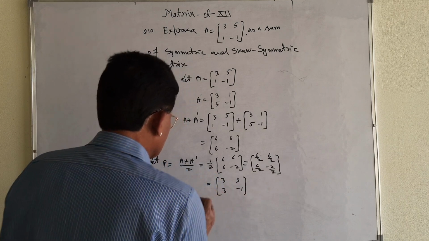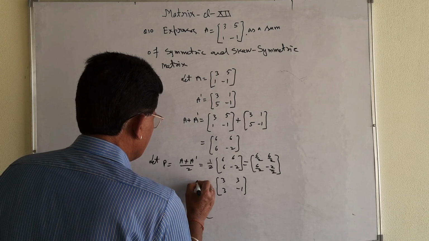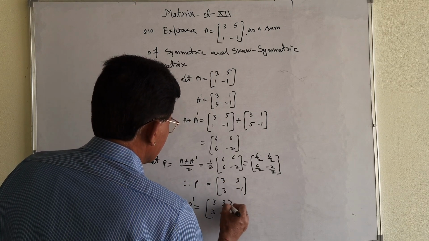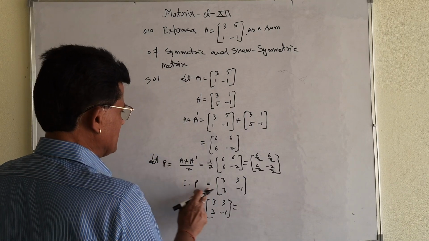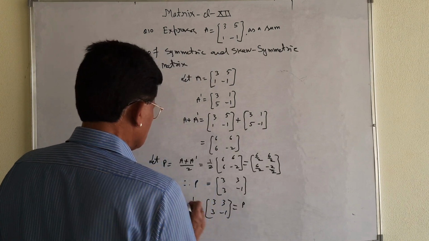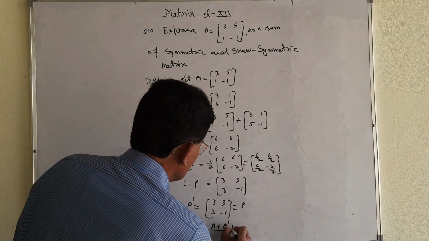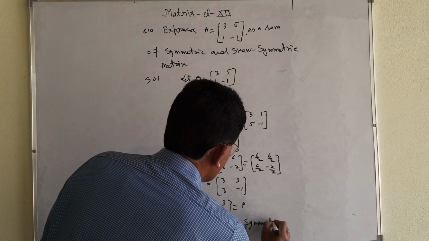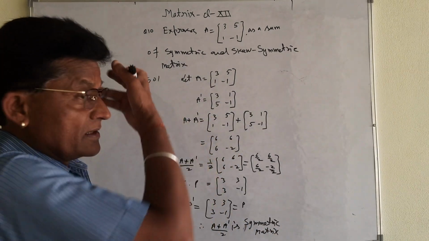My dear student, you will get the transpose of it. Transpose of this matrix, this is P. We got this P matrix. Transpose of 3, 3, 3, -1 is again P, because we got the transpose of P and P is this one. Same thing is there. It will be P. What does it mean? Therefore, A plus A transpose by 2 is a symmetric matrix. Most important question I am discussing with you.